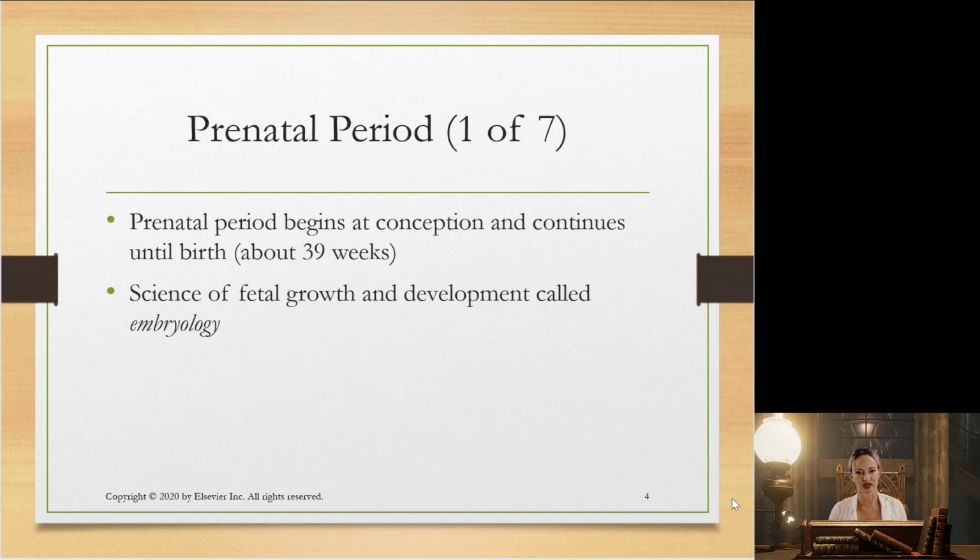The prenatal period begins at conception and continues until birth, which is about 39 weeks. The science of fetal growth and development is called embryology. Embryology is the story of biological marvels that describes how a single microscopic cell transforms into a human being.